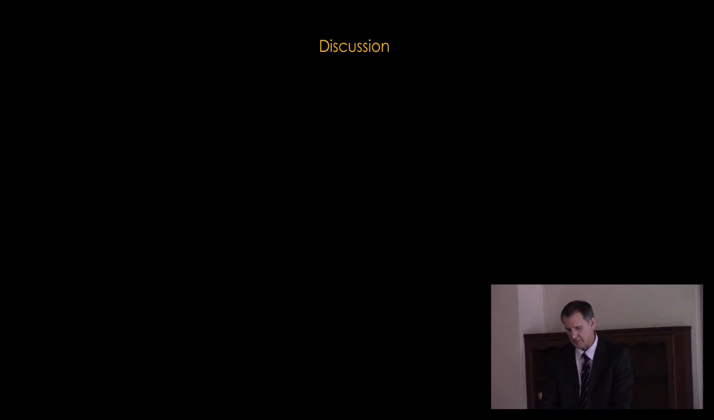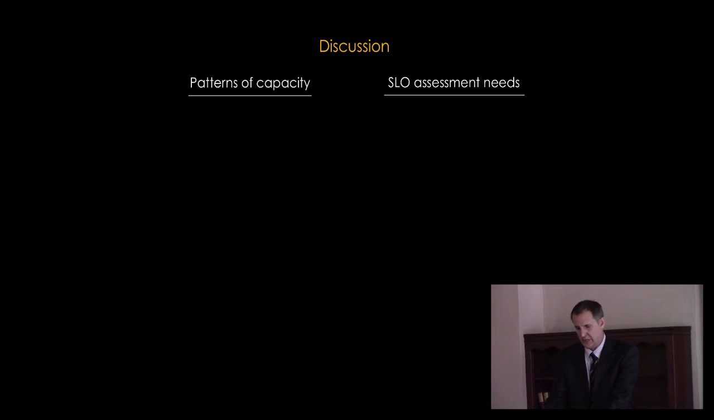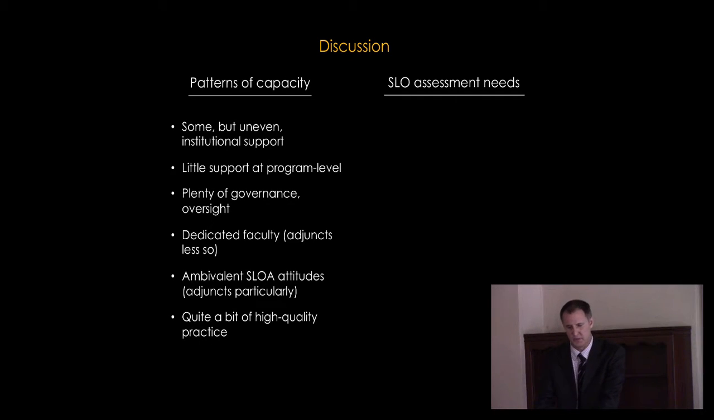So, last slide. What are the findings that I saw? To sum up, patterns of capacity in addition to their assessment needs. So there's some, but rather uneven institutional support, right? Quite debilitating for useful assessment. Very little support at the program level. Plenty of governance and oversight. It's not all that helpful, but it can be.